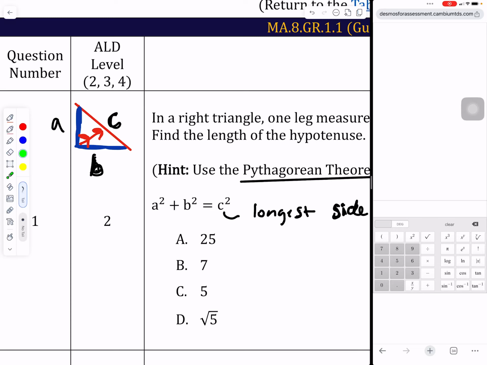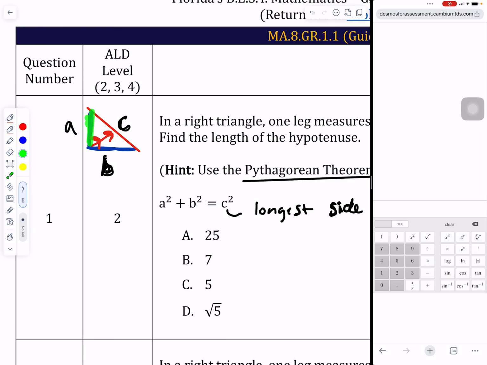All right, today we're learning about the Pythagorean theorem. The Pythagorean theorem states that in a right triangle, the square of the hypotenuse, the longest side, is equal to the sum of the squares of the two other sides. In other words, when I take this leg here, I square it, and I take this leg here, I square it, add these two together, it should equal C, the hypotenuse, squared.